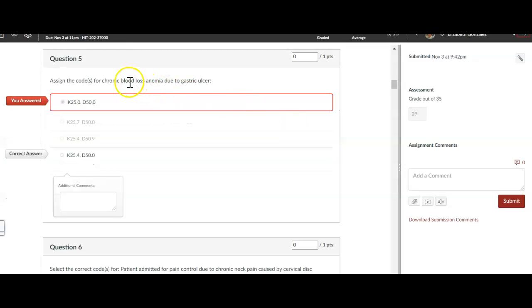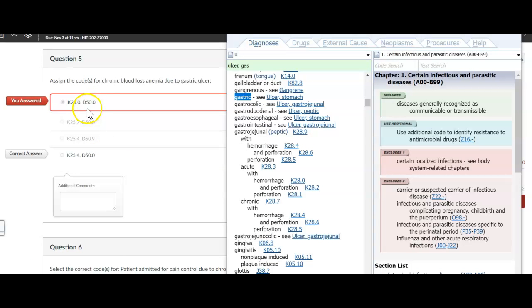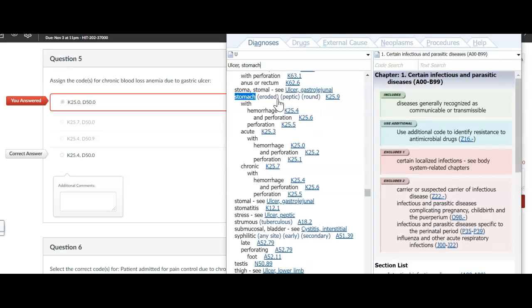This one here, we have chronic blood loss anemia due to gastric ulcer. Let's run through this one with the code. Our first code we want here is going to be the gastric ulcer. So I'm going to go to ulcer, gastric, it says see ulcer, stomach. So in your code book, you want to go to ulcer, subterm, stomach. And since we have the blood loss anemia, we are going to go with the hemorrhage. You were correct with the chronic blood loss anemia. So you're just off a digit here with the ulcer code.